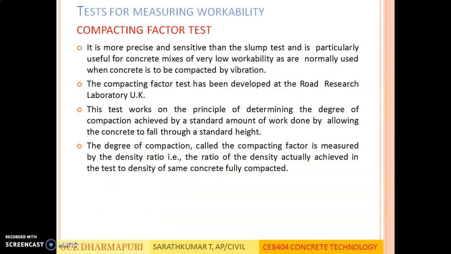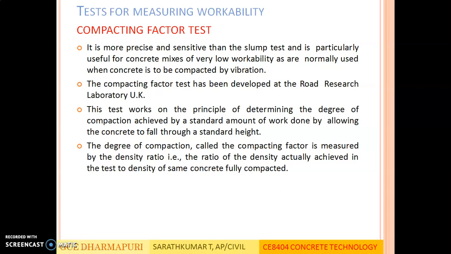The second test is the compacting factor test. It is more precise and sensitive than the slump test and is particularly useful for concrete mixes of very low workability, as are normally used when concrete is to be compacted by vibration. The compacting factor test was developed at the Road Research Laboratory, UK.